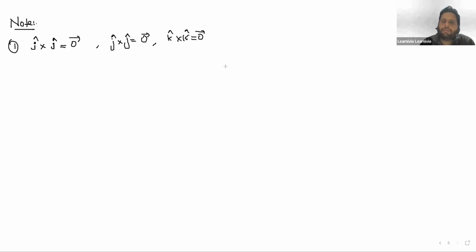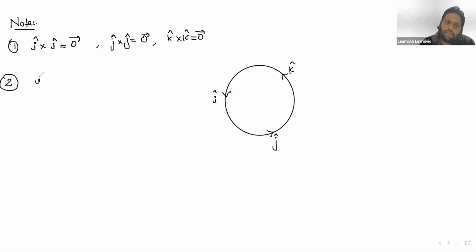Now, remember this. This is I cap, anti-clockwise direction, J cap, k cap. Remember this in anti-clockwise direction. If you are going in this direction, anti-clockwise, if you are finding I cross j, this will give you k cap. Mark ijk in anti-clockwise direction. If you are going anti-clockwise, I cross j will give you k.